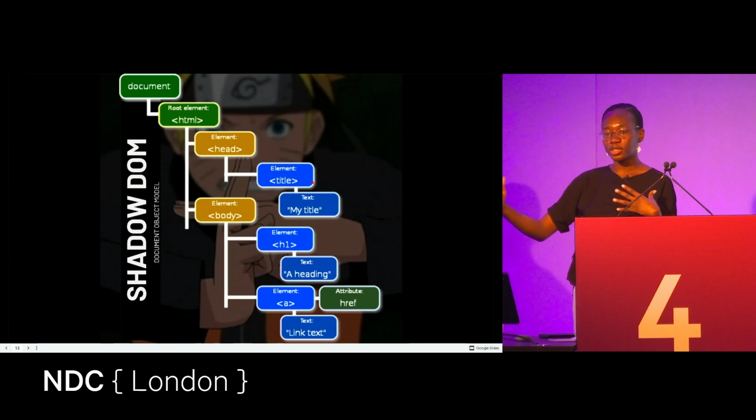when Naruto creates shadow clones, right? If you're fighting the shadow clone, it doesn't affect Naruto himself. So if you hurt a shadow clone, Naruto himself doesn't get hurt. That is how shadow DOM works.